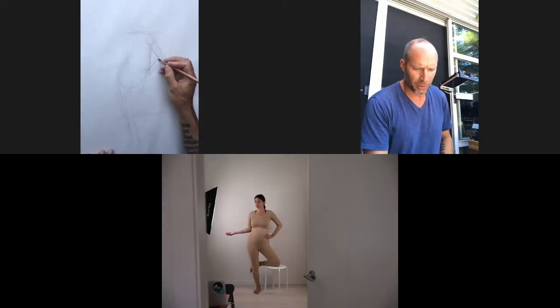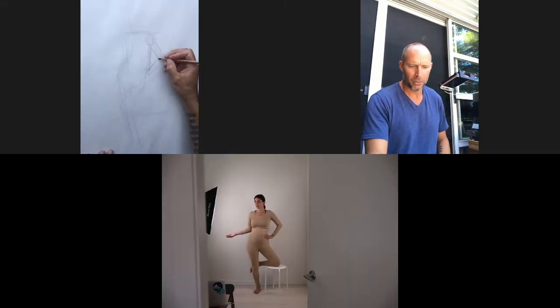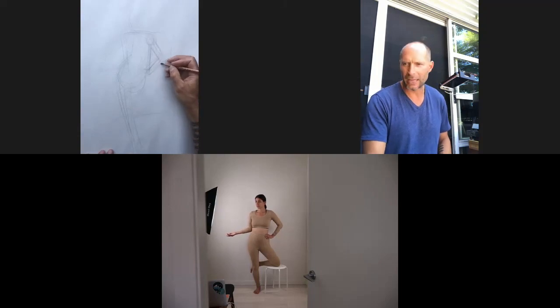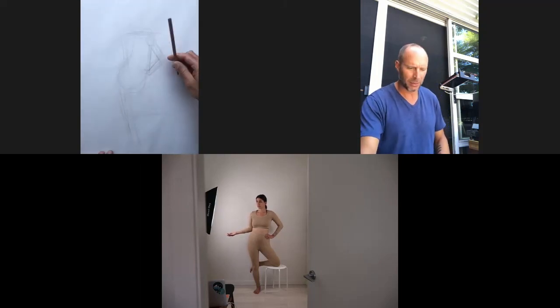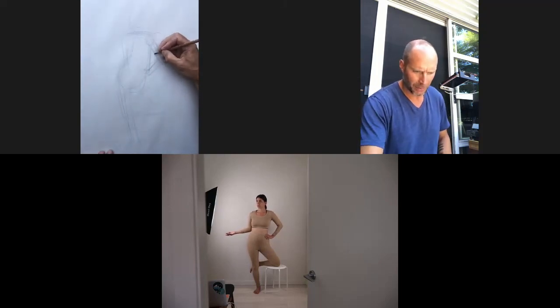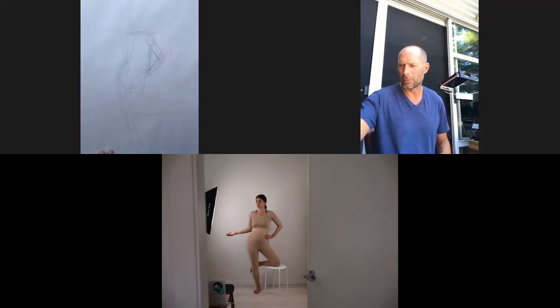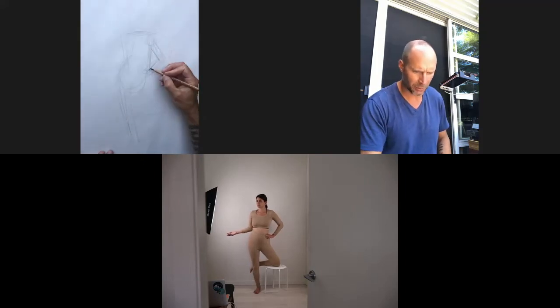As I go from here to here, I now have a rough idea of this angle, and then I do the exact same thing from here to here. Those two things end up lining up pretty accurately with each other.